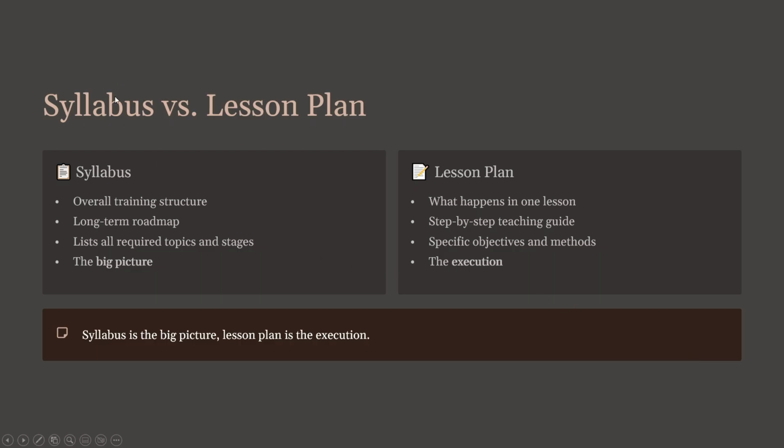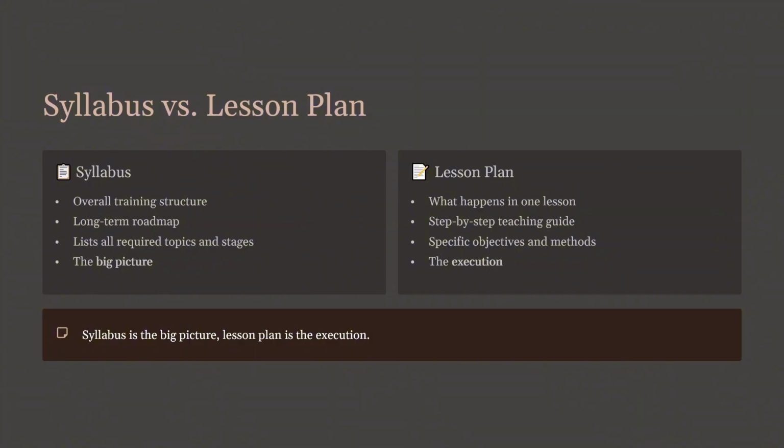I just put this slide to compare syllabus versus lesson plan here. Syllabus is the big picture. It shows the overall training structure, the required stages, and the long-term path. And the lesson plan is much more specific. It focuses on what happens in one lesson, what the objective is, what will be taught, how it will be taught, and how it will be evaluated. So I think of it this way. The syllabus is the roadmap, and the lesson plan is the actual trip for that day.